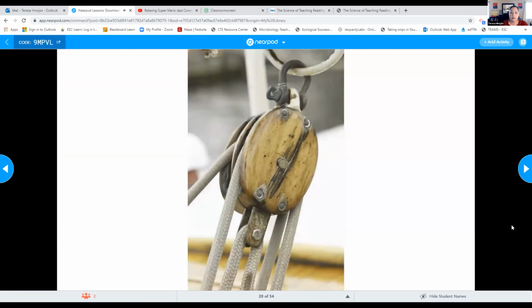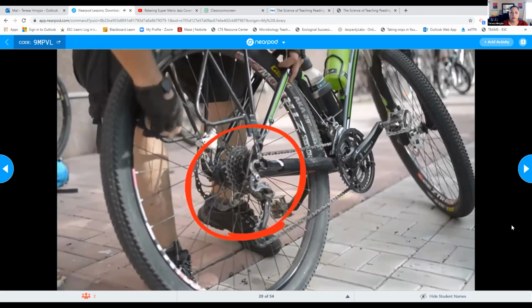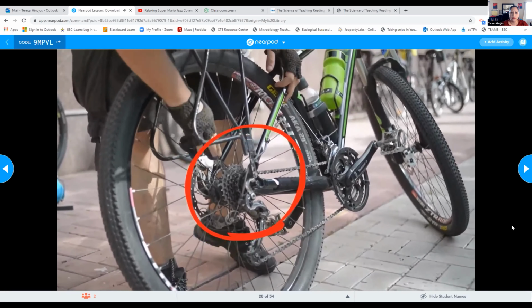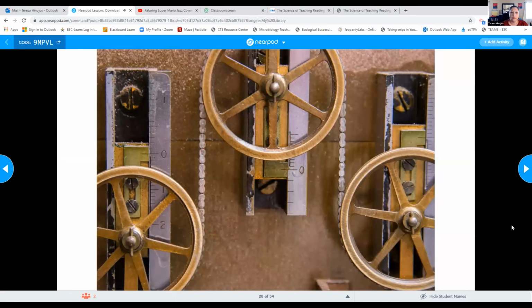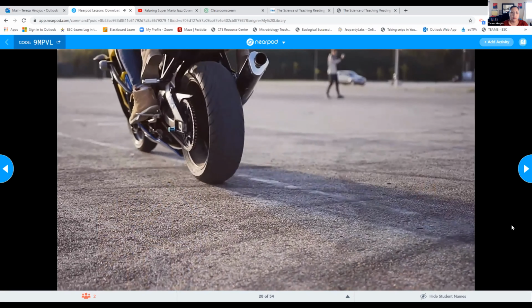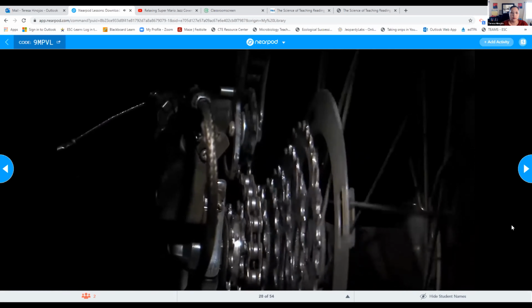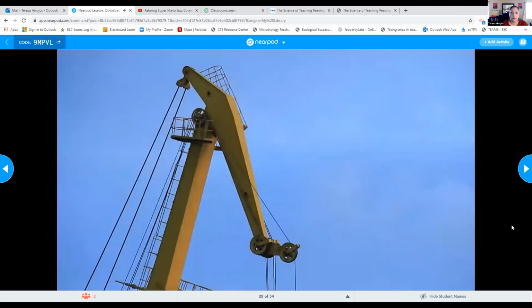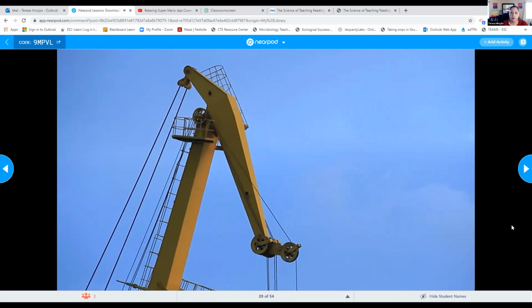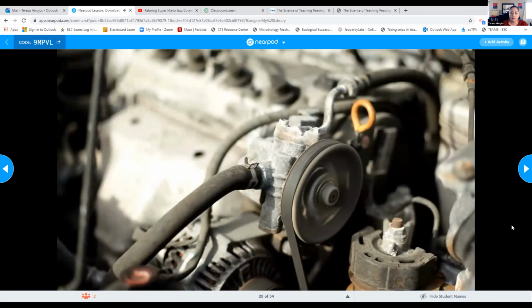A pulley is simply a wheel with a groove in it and a rope in the groove, or possibly gears and a chain in the gears. It is used to lift up or lower heavy objects or propel a bike or motorcycle forward. Some examples are gears on a bicycle. This crane uses a pulley to lift objects and lower them, and you will find pulleys on almost every car.